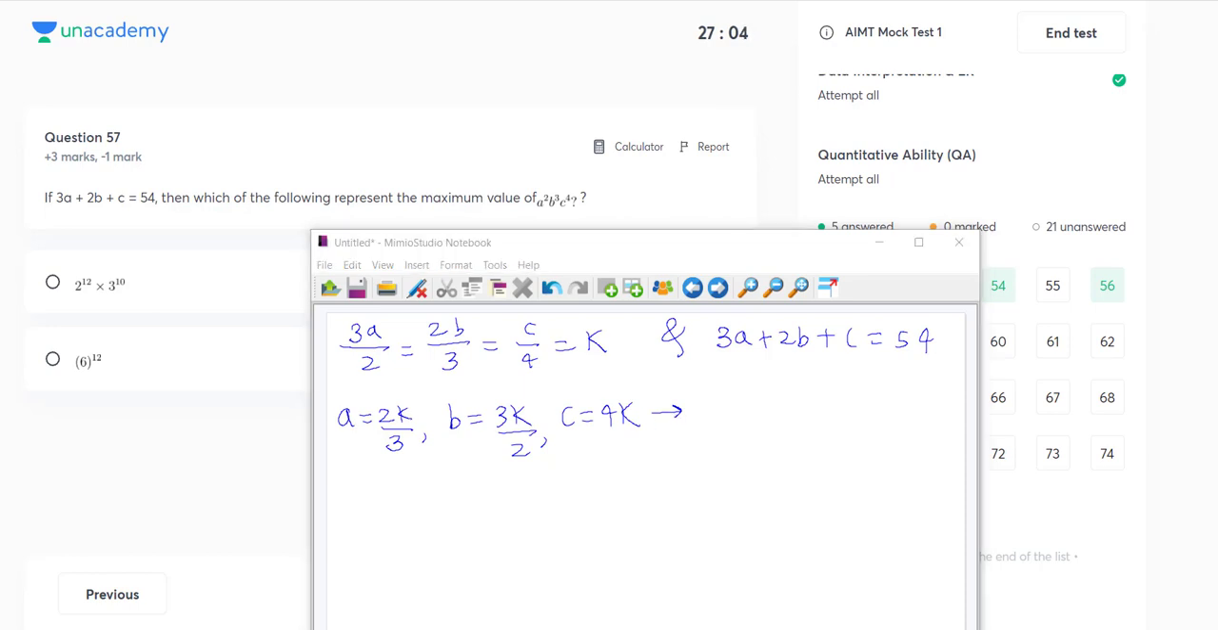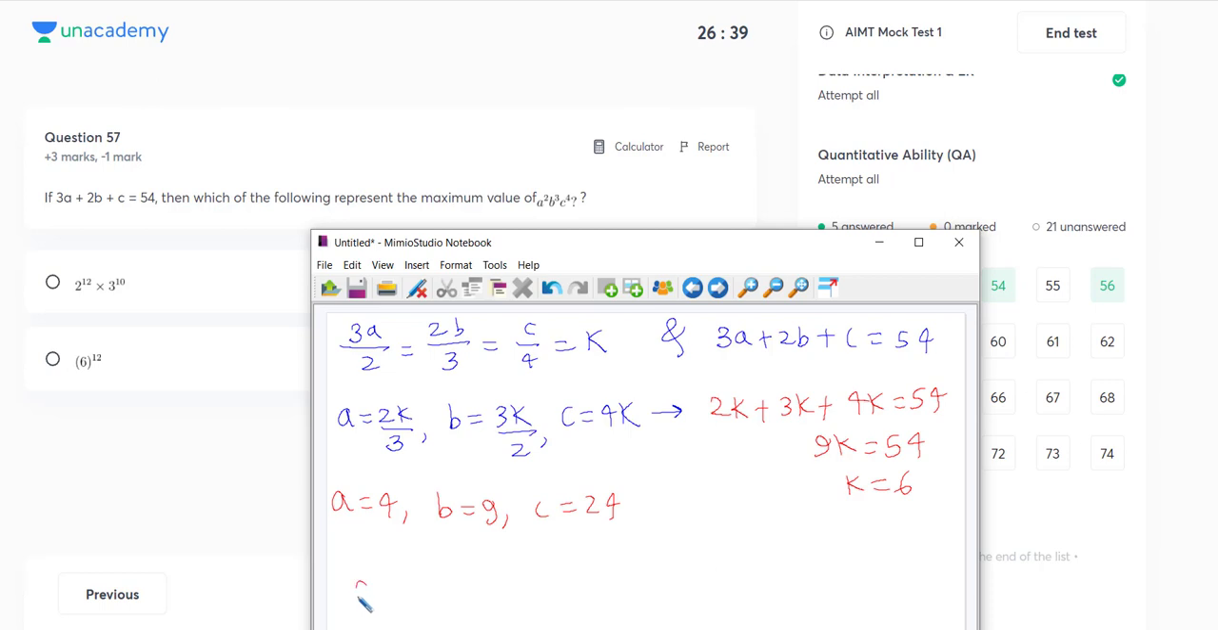Let's put these values here. We will get the value of k. If I put a is equal to 2k by 3, this will be 2k, this will be 3k, this will be 4k is equal to 54. Means 9k is equal to 54. Means k is equal to 6. So k is equal to 6 means the value of a is going to be 4, the value of b is going to be 9, and the value of c is going to be 24.